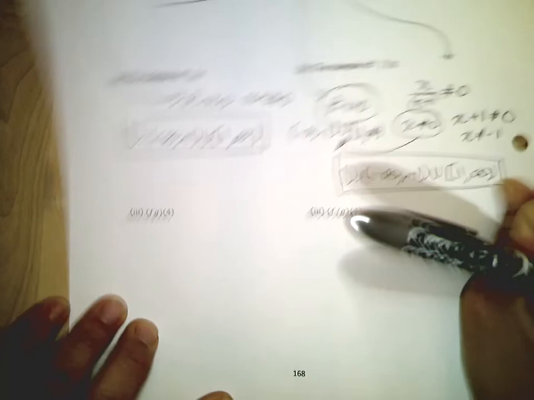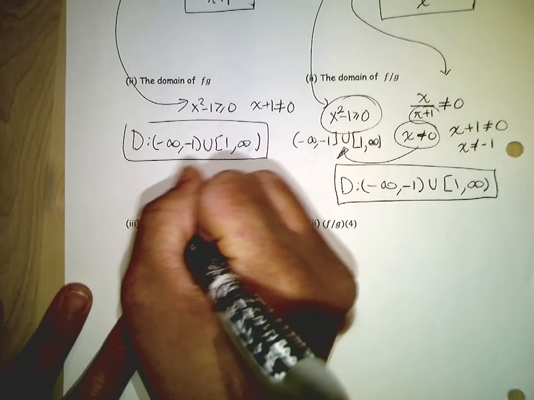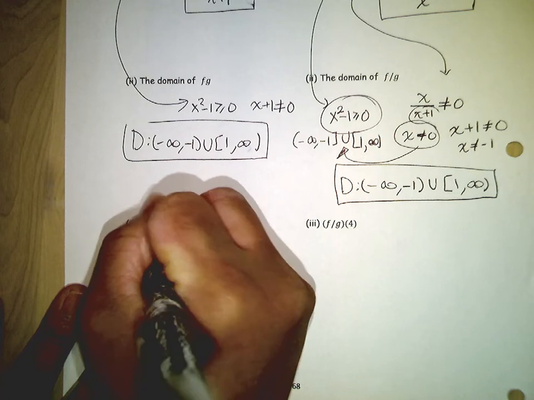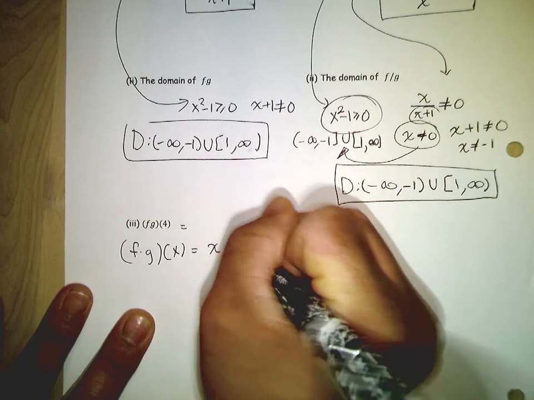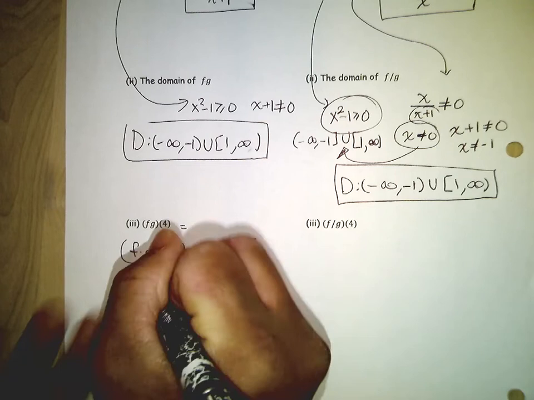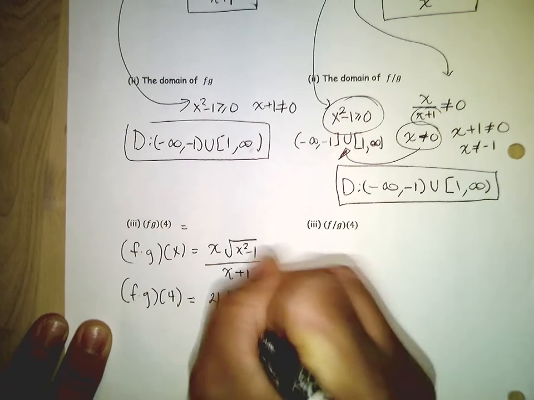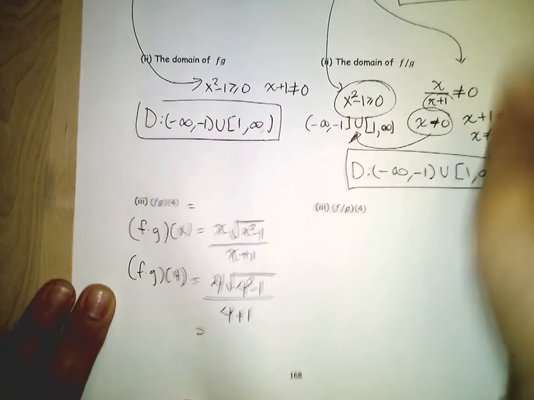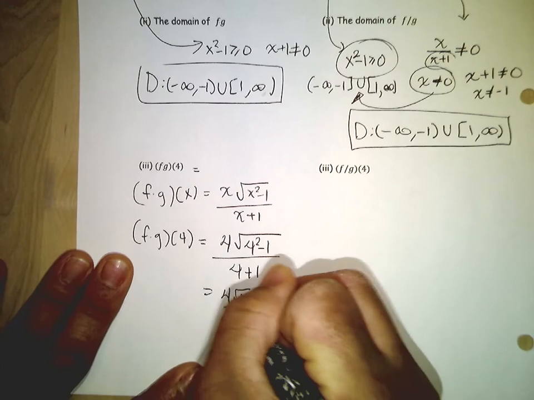So now let's find f times g of 4. Remember, f times g of x was x times the square root of x squared minus 1 over x plus 1. So f times g of 4 will be 4 times the square root of 4 squared minus 1 over 4 plus 1. So that will be 4 square root of 15 over 5.